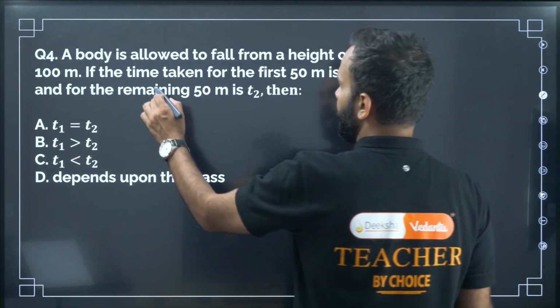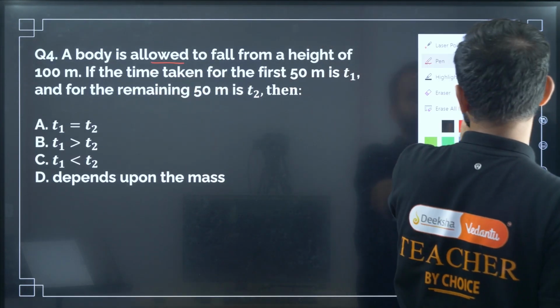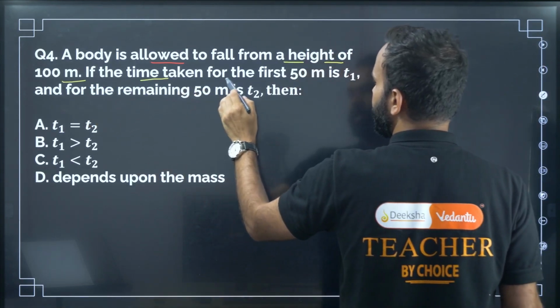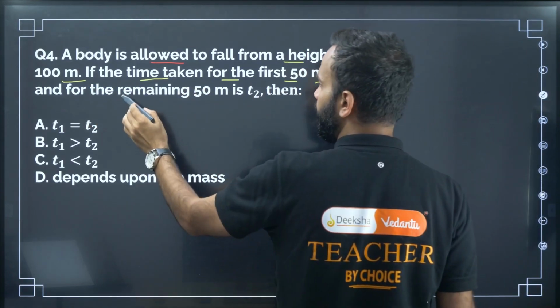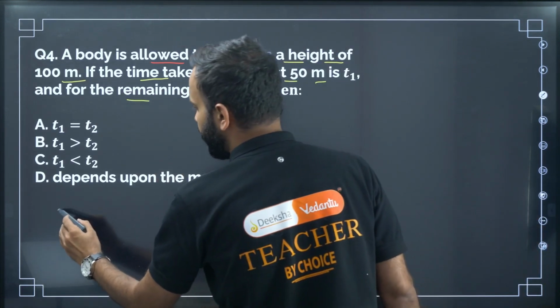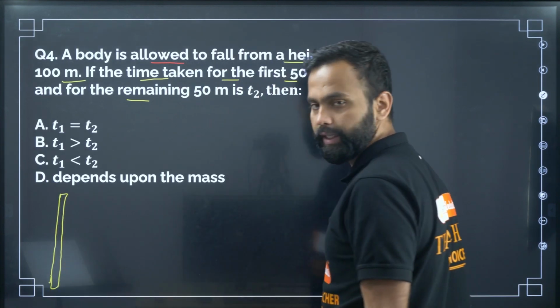Question number 4. A body is allowed to fall from a height of 100 meter. If the time taken by the first 50 meter is t1 and for the remaining 50 meter is t2, then... Okay, let us draw the diagram. Here, this is the 100 meter building.